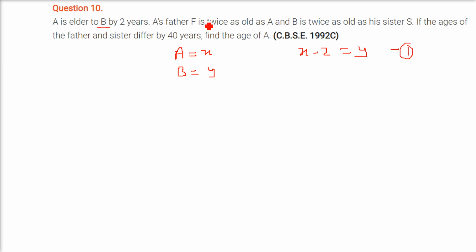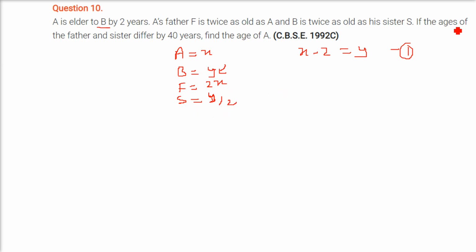Now A's father F. A's father F is twice as old as A. So if A is x, father will be 2x, because father's age is twice as old as A. And B is twice as old as his sister. So if S is the sister, B is twice as old as his sister. So sister's age will be y by 2, half of age of B, because B is twice the age of S. So S will be y by 2.